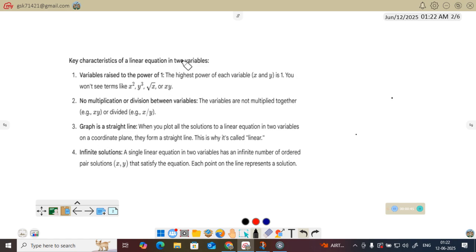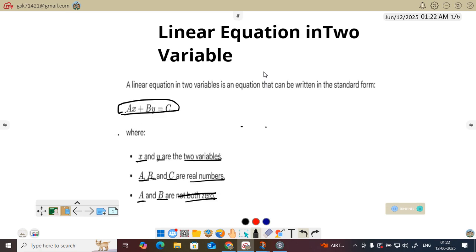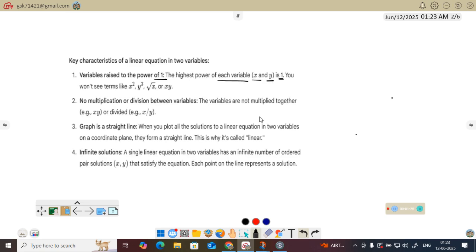Some key properties of the linear equation in two variables. First, a variable is raised to the power of 1. The highest power of each variable x and y is 1. We can see in the equation 2x plus 3y equal to 12, the highest power of x is 1, and of y is also 1. So we can say that the highest power in a linear equation in two variables is 1.